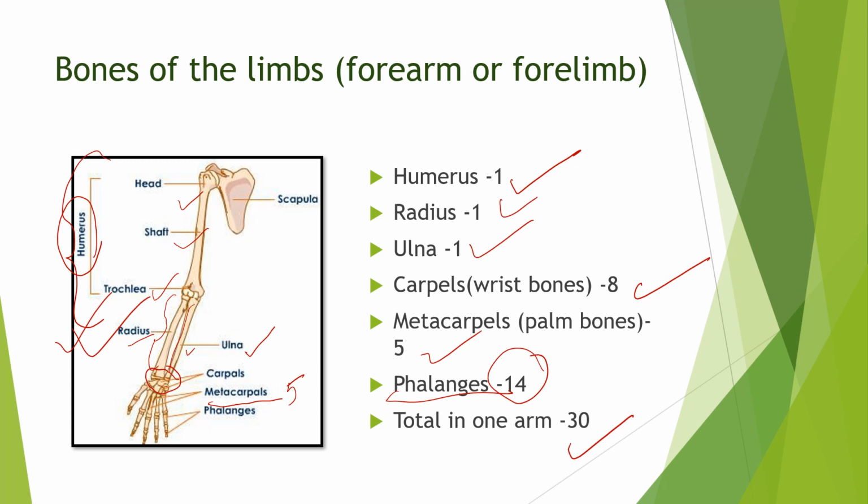If you want to learn in this diagram itself, you can write ulna 1, carpals 8, metacarpals 5, phalanges 14. In this diagram itself, you can write and learn. Radius 1, humerus 1, like this you write in the diagram and memorize the diagram. Okay, now let us move on to the next one.